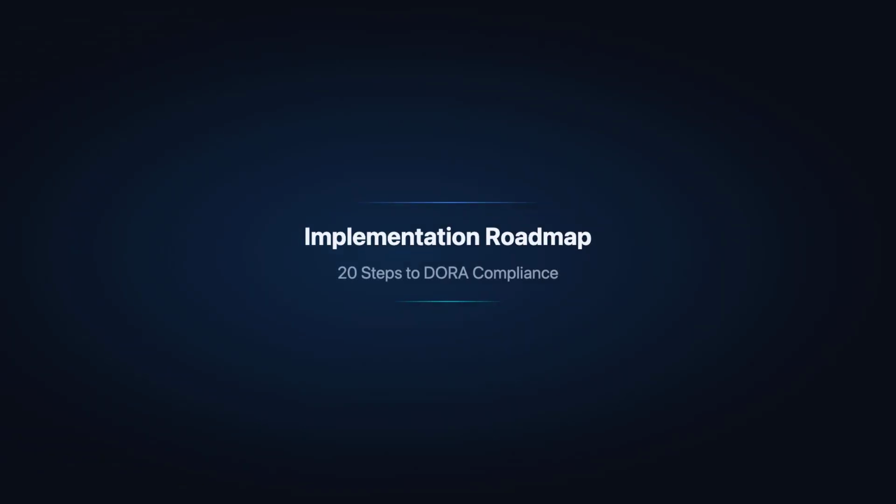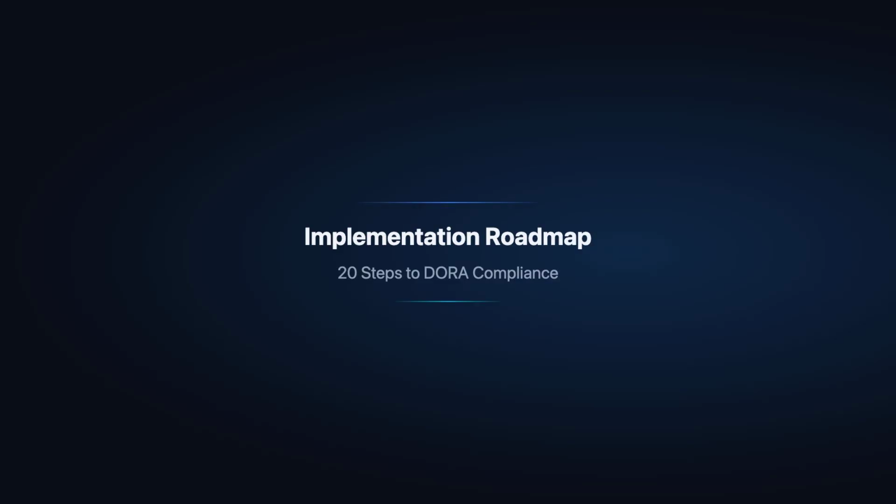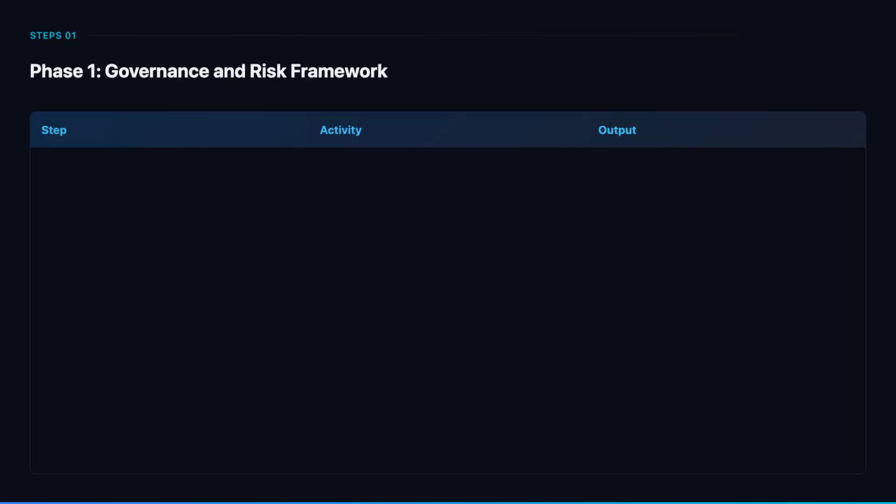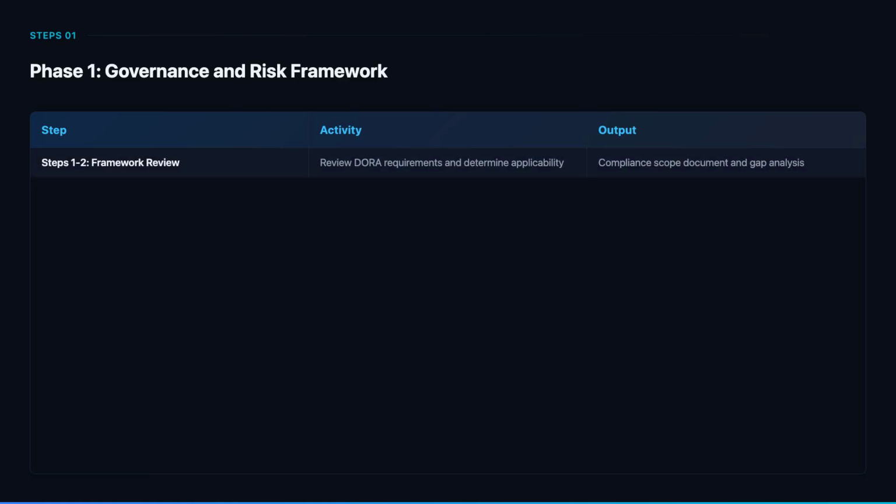Now let's move from theory to practice. The course breaks DORA implementation into 20 steps organized across governance, risk management, incident response, resilience testing, and third-party management. Implementation starts with governance structures, role assignment, and the ICT risk management framework. Steps 1 and 2 focus on reviewing the DORA framework and determining whether and how it applies to your organization. The output is a compliance scope document with a gap analysis that identifies where your current practices fall short.